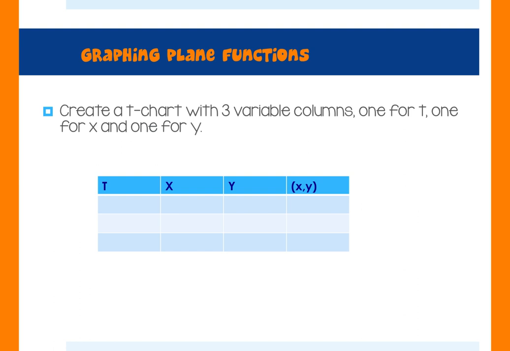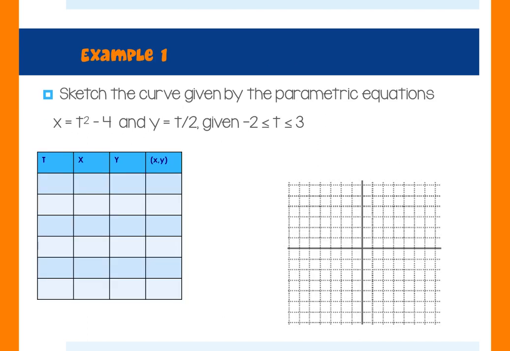All right, so you'll get a t chart that's modified because it will now have a third variable. You'll literally have t, and you will plug in points. The result of that will give you your x's and your y's, and then these points at the end are what you will plot to make your shape. Looks like this. Sketch the curve given by the parametric equations. X equals t squared minus 4, and y equals t over 2.